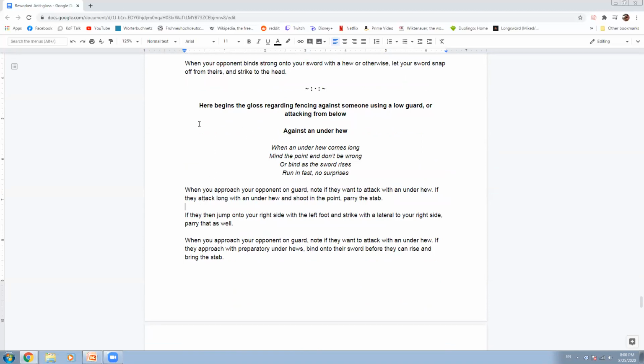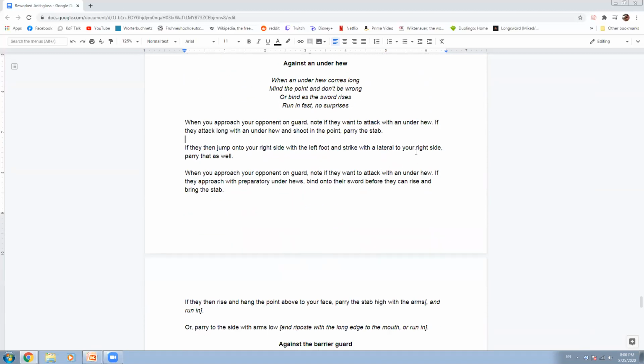Okay, so the next one is fencing against somebody using a low guard or attacking from below. So against an Unterhau, when you approach your opponent on guard, note if they want to attack with an underhew. If they attack long with an underhew and shoot the point in, then parry the stab. If they jump onto your right side with the left foot and strike lateral to your right side, then parry that as well. So that's your failure situation from Lev. Of course, then they'll do a fake hew and cut you to the other side, but don't worry about that.